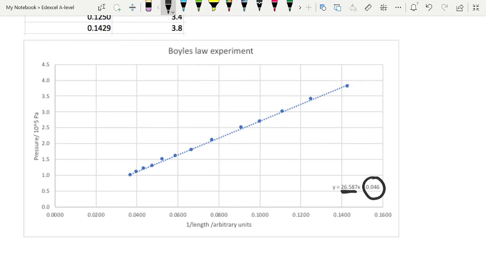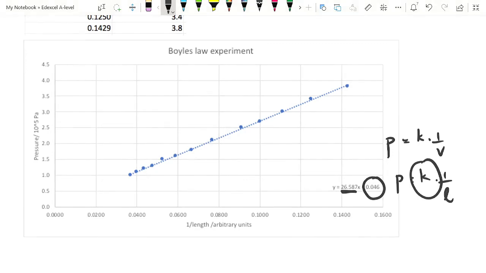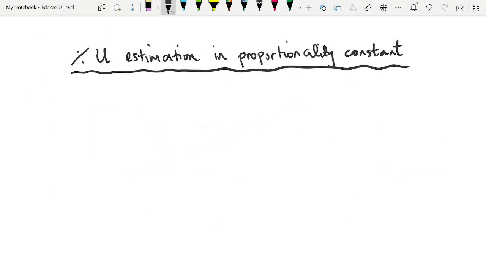So we know that P is equal to K times 1 over V. In this case, it would be P is equal to K times 1 over L. That's the value of that K. It isn't nKT in this situation, again, because we're not measuring the volume, we're measuring the length. Edexcel suggests that we try and estimate the uncertainty in our proportionality constant. So we're going to go ahead and find the percentage uncertainty in length.